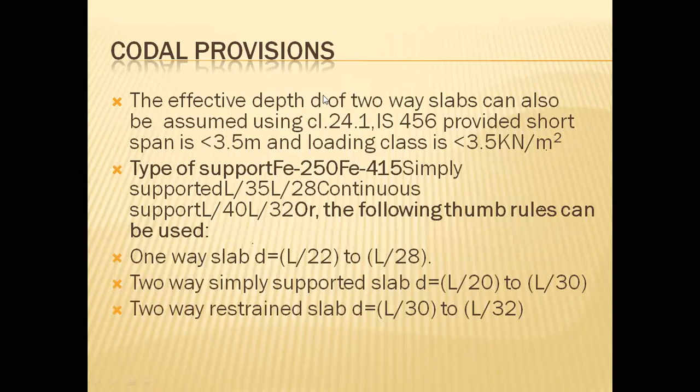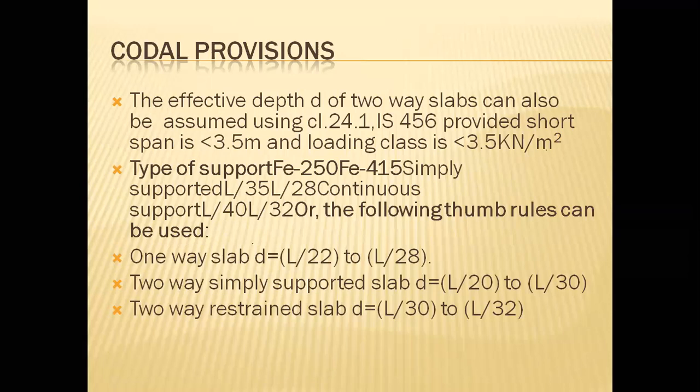Now, the effective depth of two-way slabs can be assumed using the clause which is given in your IS code. If the short span is up to 3.5 meter and the loading class is less than 3.5 kilonewton per square meter, meaning the load coming over it is less, then the effective depth is different and we can choose it from clause 24.1. What are the types of supports? For simply supported slab, it is L by 35 or L by 28. For continuous support, it is L by 40 or L by 32.